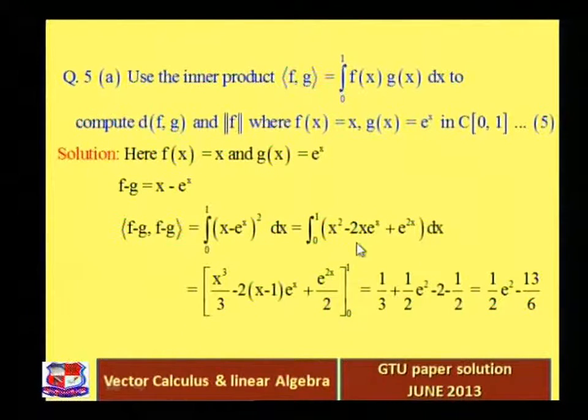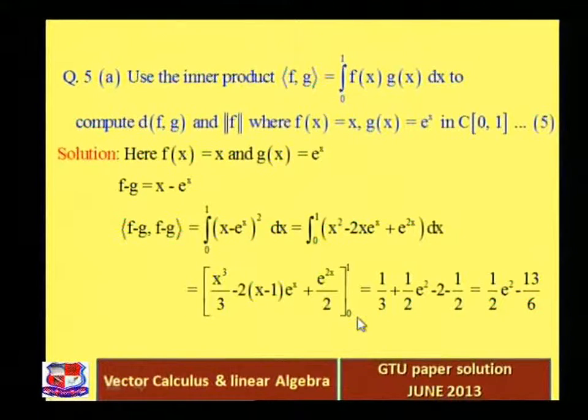You can see the integration of x e raised to x is equal to (x minus 1) into e raised to x, plus the integration of e raised to 2x, that is e raised to 2x by 2, integration from 0 to 1. So put the value of 1 instead of x first of all, so you will get 1 by 3 plus, when we put 1 here instead of x, this part becomes 0, so plus 1 by 2 e square. Okay, e square by 2.